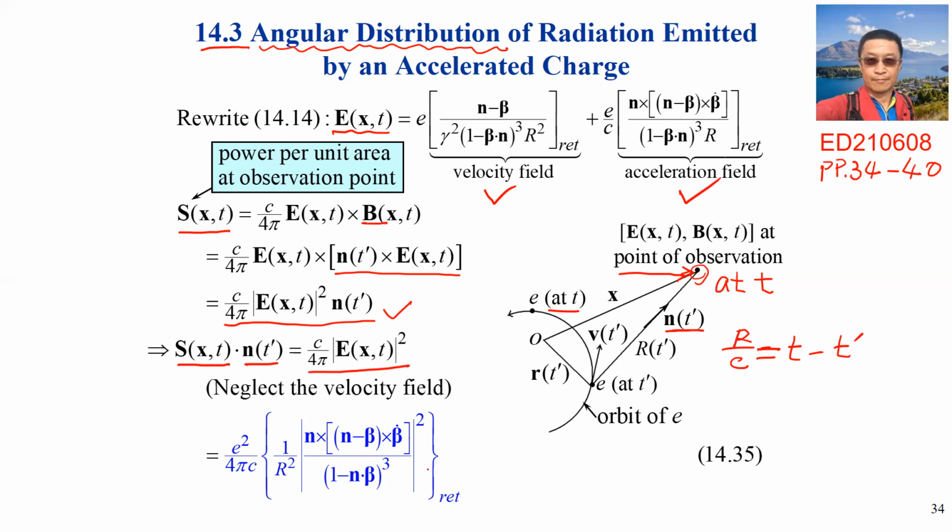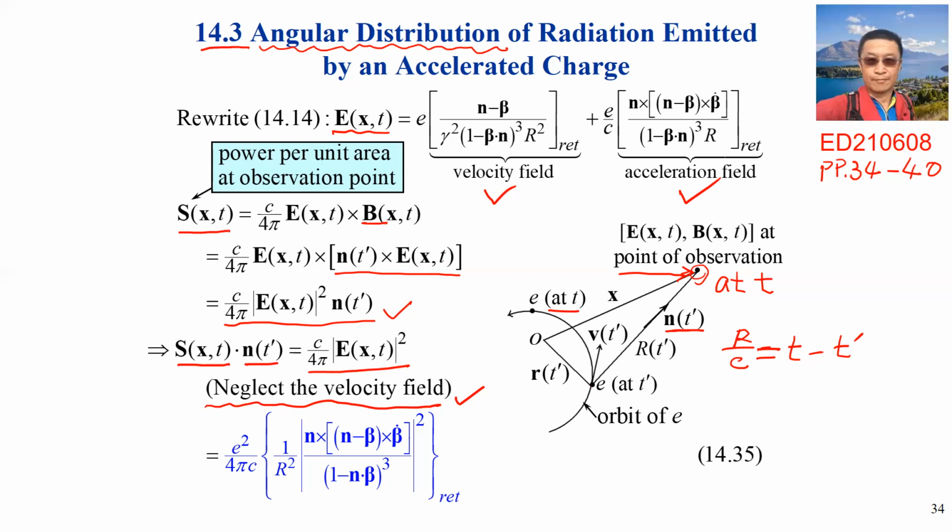So we can neglect the velocity field. Why can we do that? Look at this equation. The velocity field goes as 1 over r squared, and the acceleration field goes as 1 over r. So you can imagine the velocity field will be relatively small compared with the acceleration field. Therefore, we can neglect the velocity field and focus on the acceleration field.